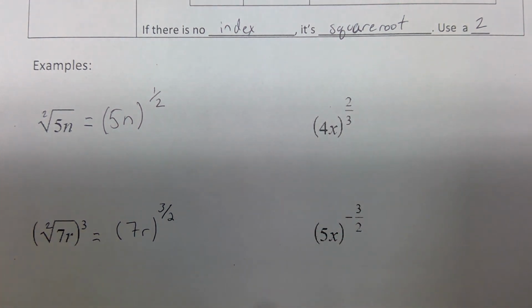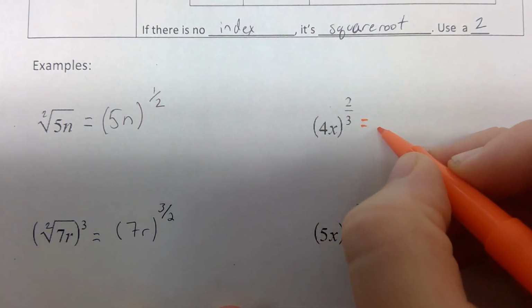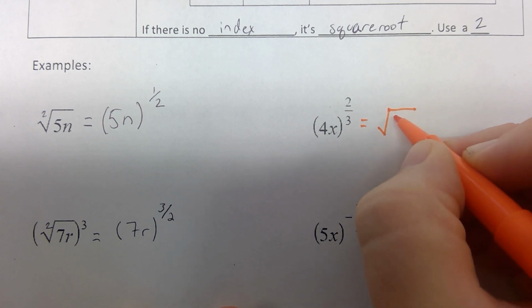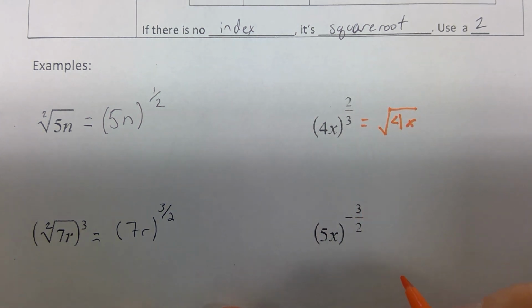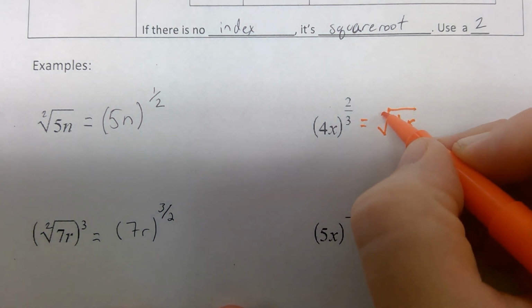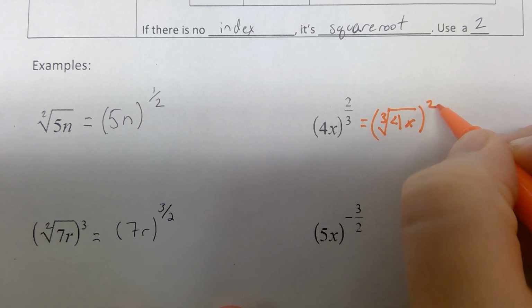Now if we're going back into radical form, so we draw our radical here, keep our base inside. If it's in the parentheses, it needs to go inside the radical. Now my index is 3, because that's my denominator, and then I'm going to take all this squared.